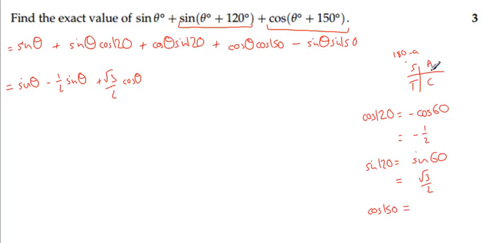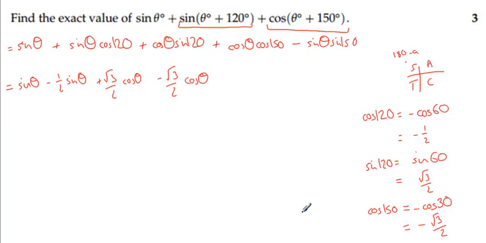Okay, we're still in that second quadrant, so I'm still dealing with a negative cos. And to get from 180 minus a to 150, I need to take away 30. So it's negative cos 30, which is negative root 3 over 2. Which means my next one is now negative root 3 over 2 cos theta, because this cos 150 has been replaced by negative root 3 over 2.